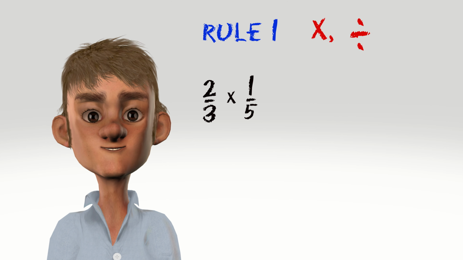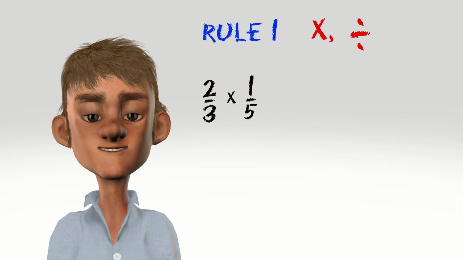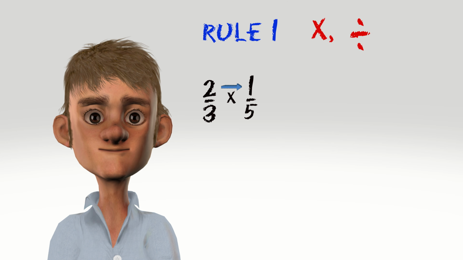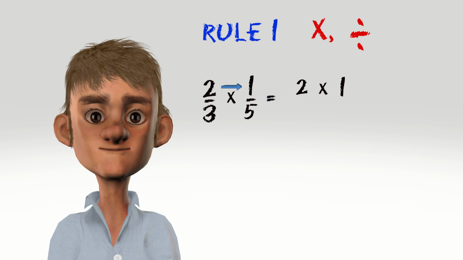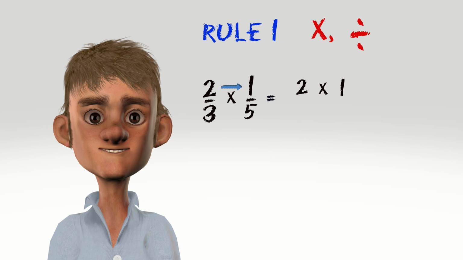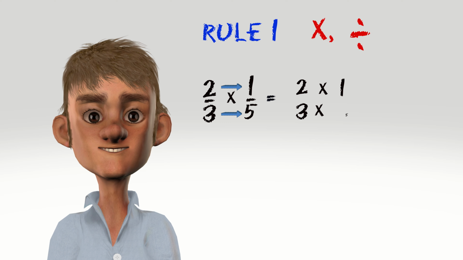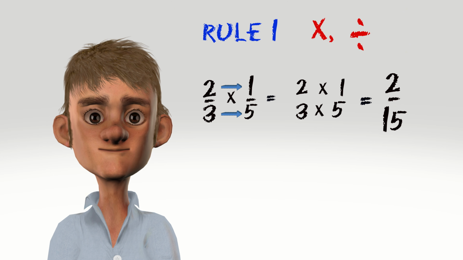Here's what you need to know when we're multiplying fractions. The way we multiply fractions is we simply multiply the respective numerators. So in this case it's going to be 2 times 1. And then we multiply the respective denominators. That's 3 times 5. So 2 times 1 is 2, and 3 times 5 is 15. You're done.